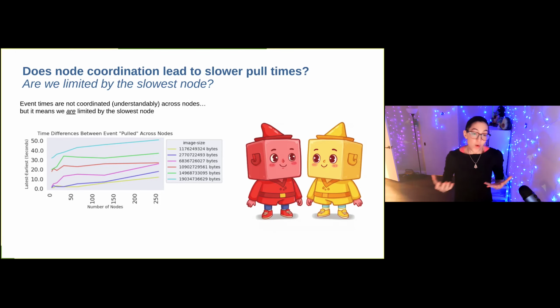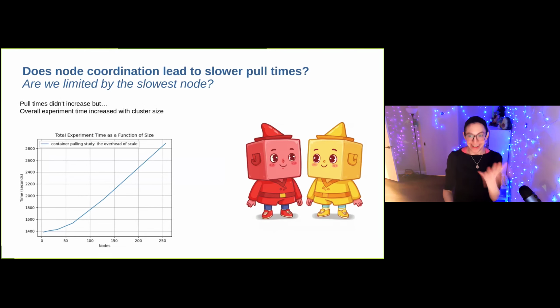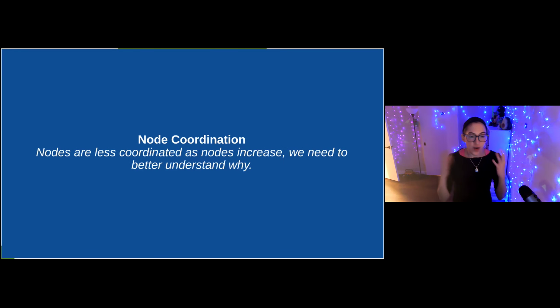Because if we want to run really large studies in a cloud, we don't want the overhead to increase like that. That's a lot of time when you're not really doing anything different. And because the pulling time doesn't increase when you add more nodes, each node is doing its own thing. Alrighty, so node coordination. Nodes are less coordinated as nodes increase. We don't really know why. We have some hypotheses about events, but this needs further work.